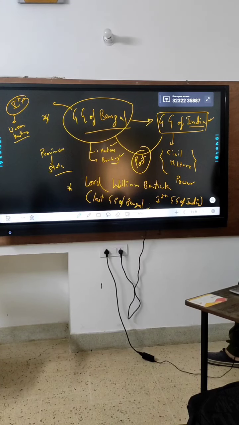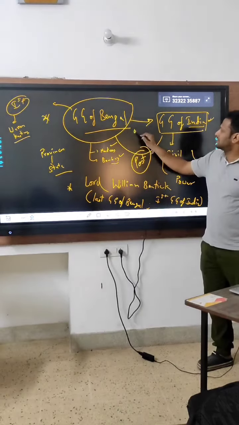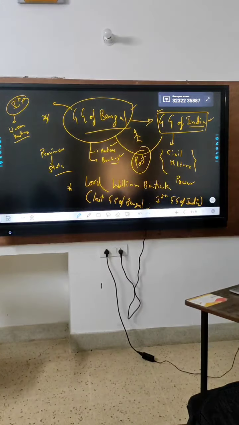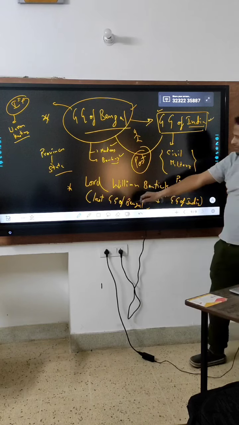So the post was not removed totally. The post name was changed from Governor General of Bengal to Governor General of India. But the person was the same. Suppose you were appointed as Governor General of Bengal. Suddenly we changed the name of the post, but you will continue in the post. So the person will be the same, but the post name is different. So the Governor General of Bengal became the Governor General of India, and so this question is made for the exam.